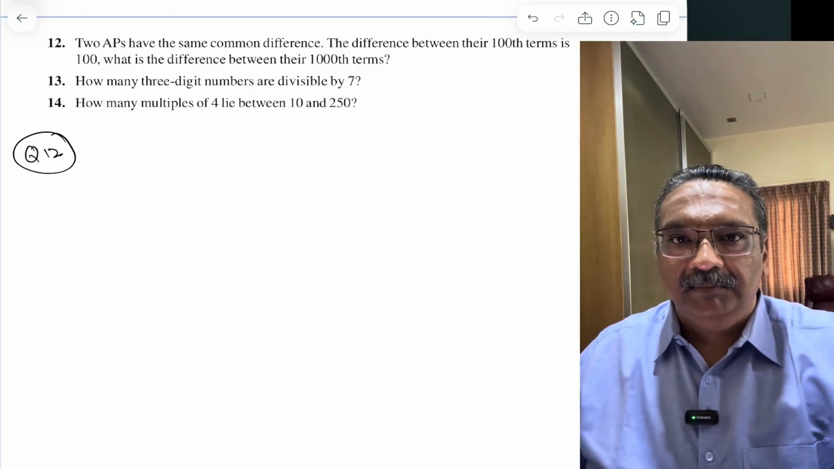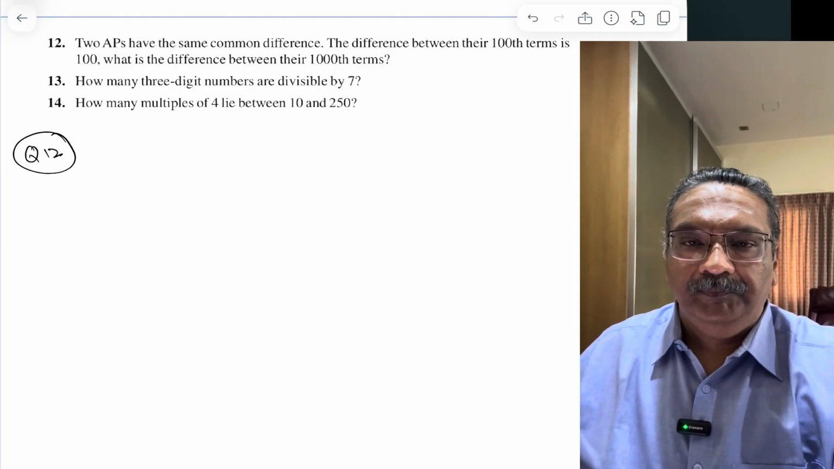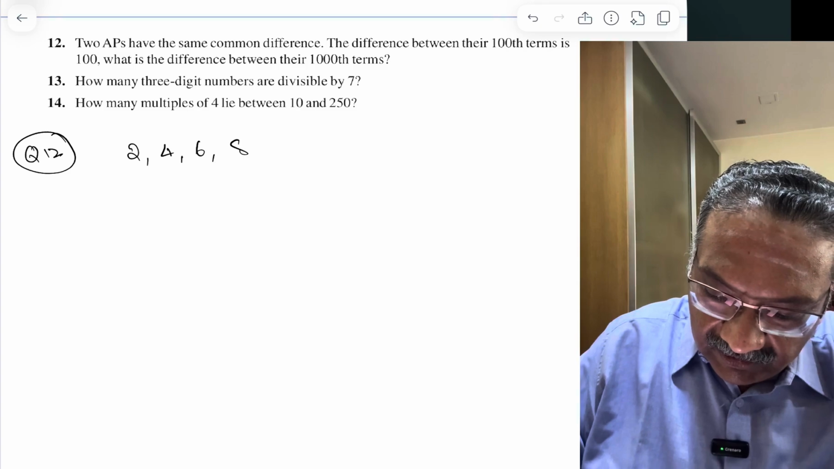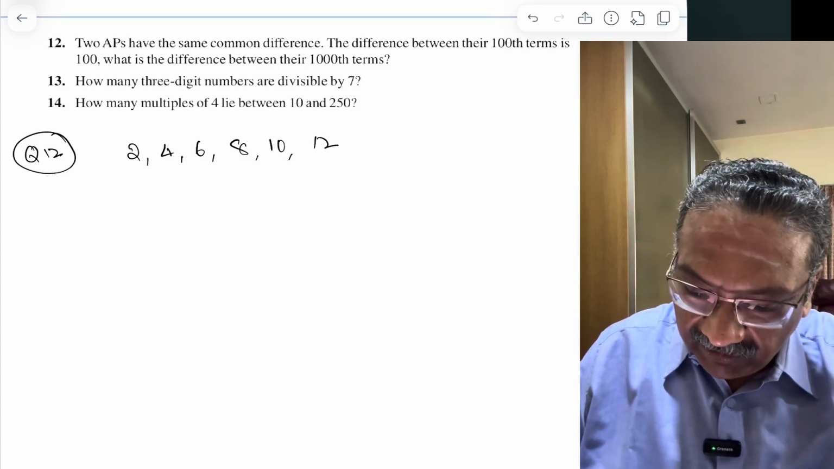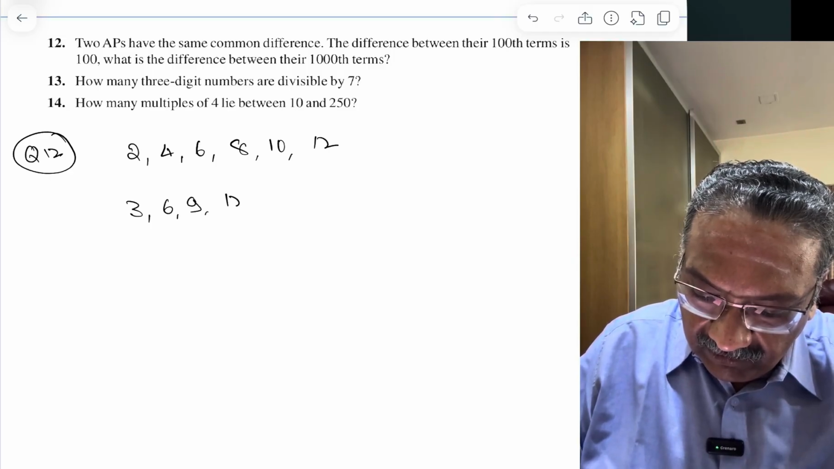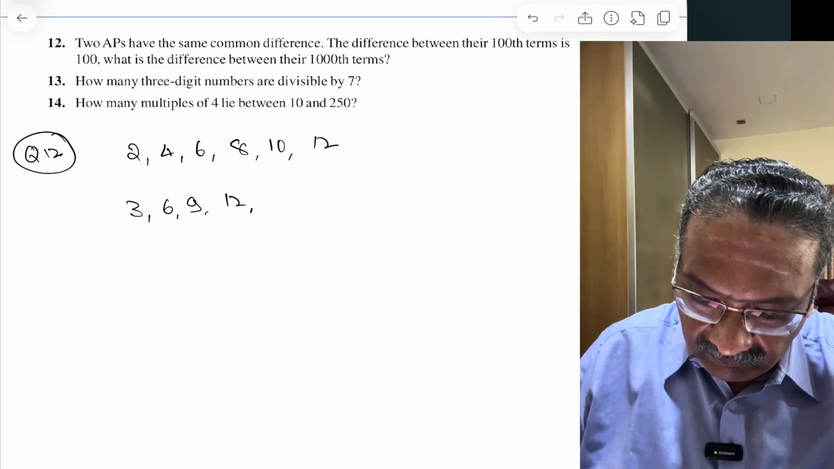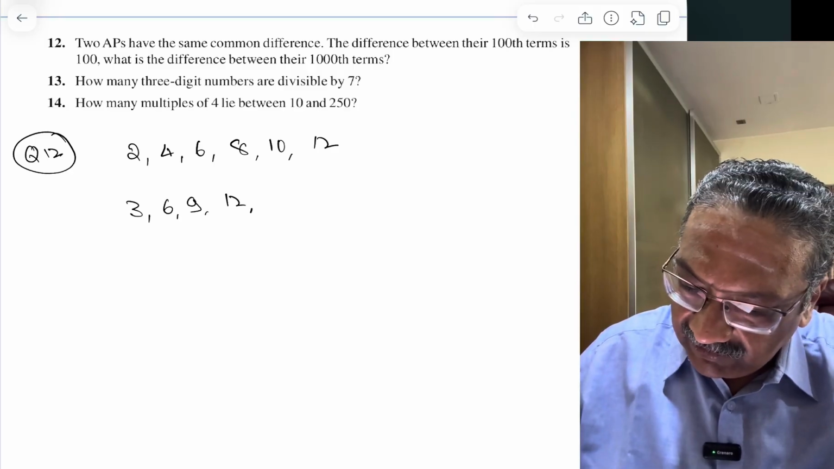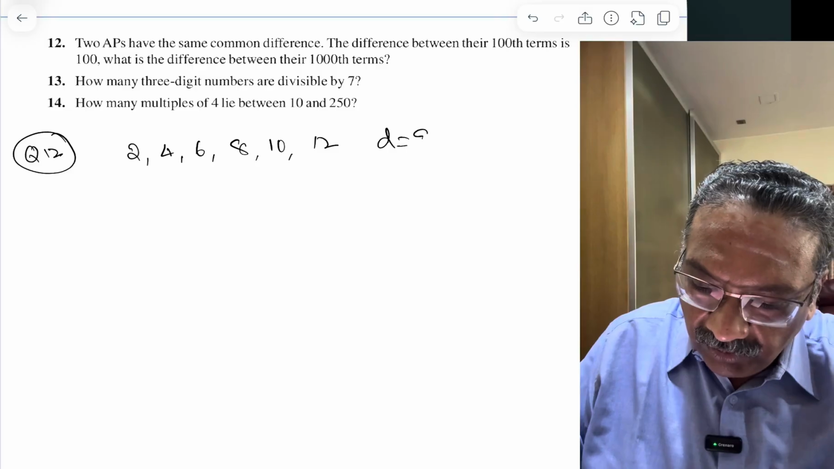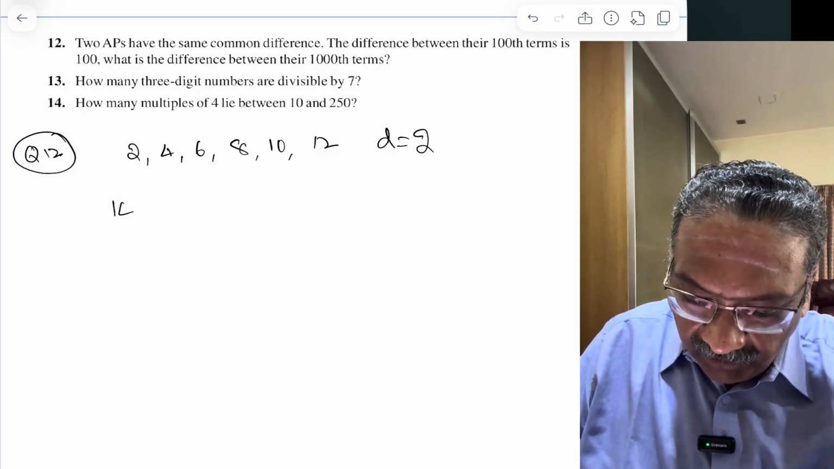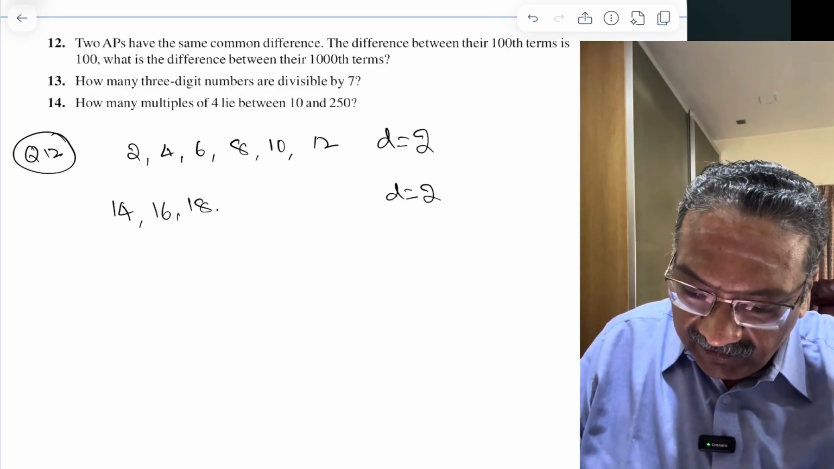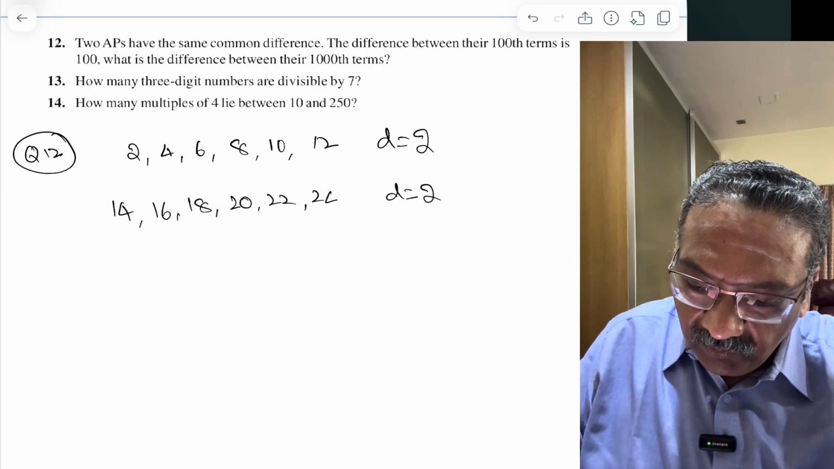Let us take a general example. Let us take an AP 2, 4, 6, 8, 10, 12 and another AP, say 3, 6, 9, 12. Sorry, they have the same common difference. Let us take another AP, where the common difference D is equal to 2. So let us start with 14. The common difference is here also 2 only: 14, 16, 18, 20, 22, 24.